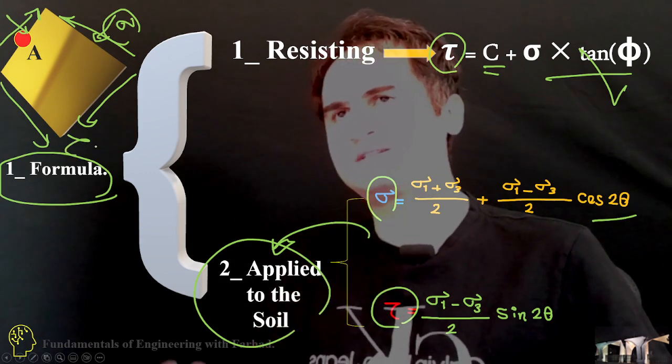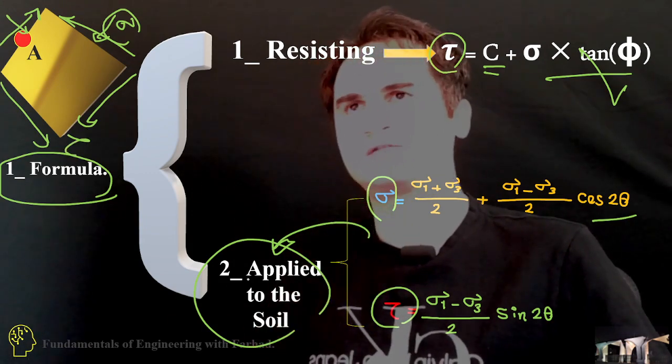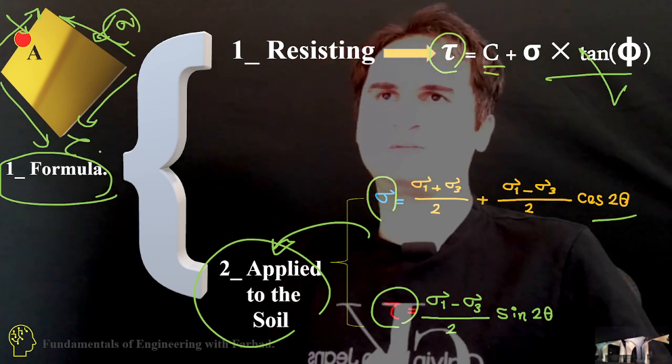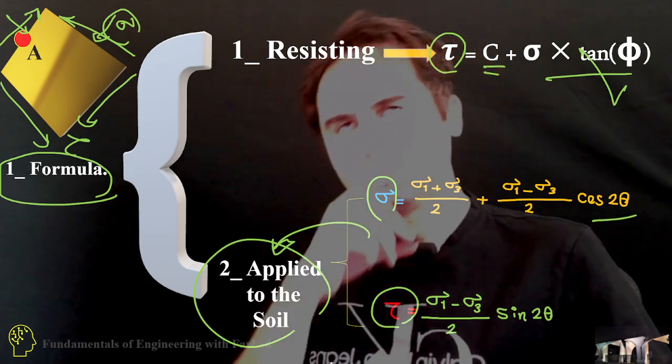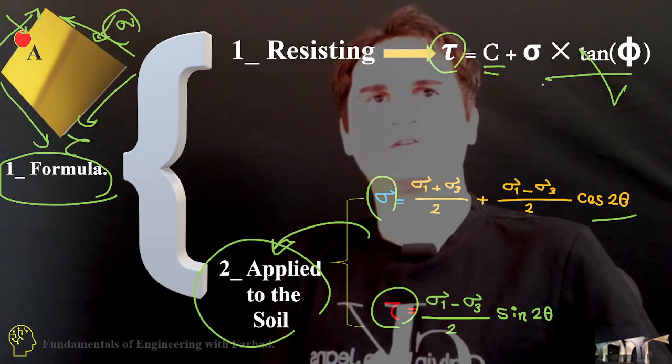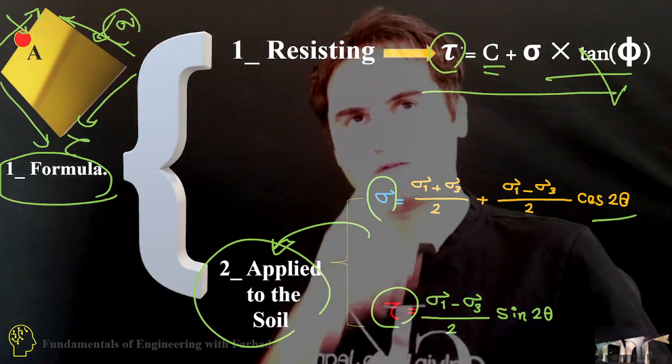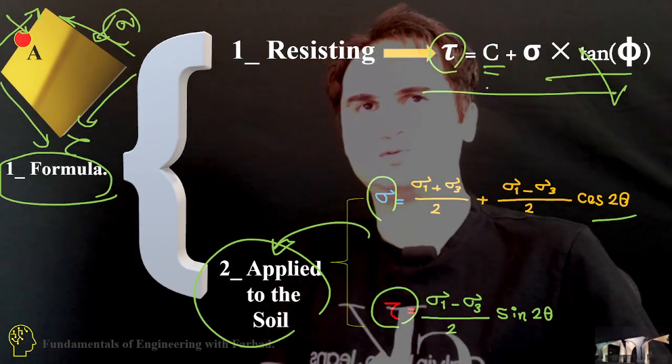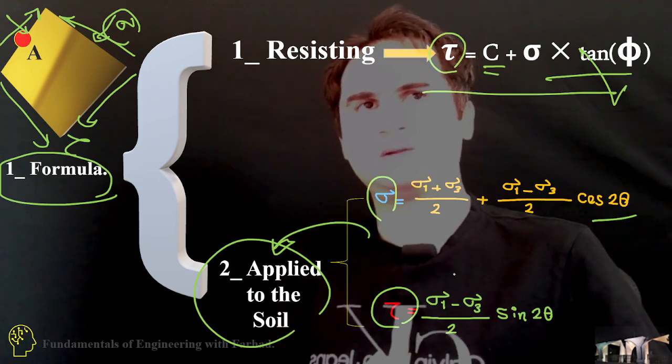So these are those two, sigma and tau, which come from the Mohr circle of any stress analysis of any surface of a material. It just gives you the applied stress. And the resisting comes from the strength of the soil, which is tau equals cohesion plus normal stress times tangent of phi.